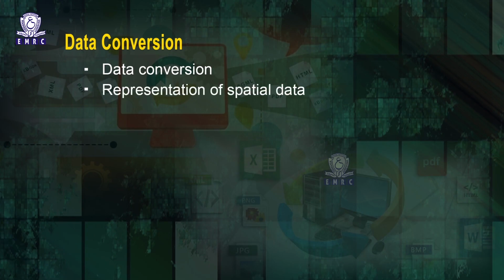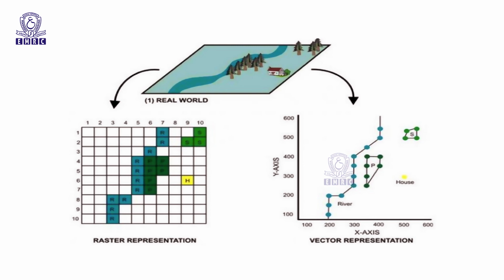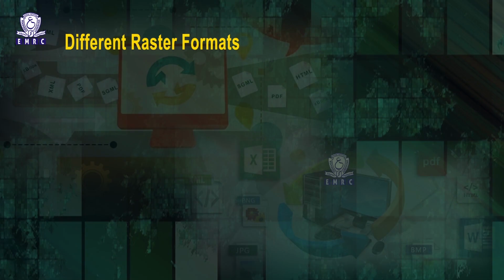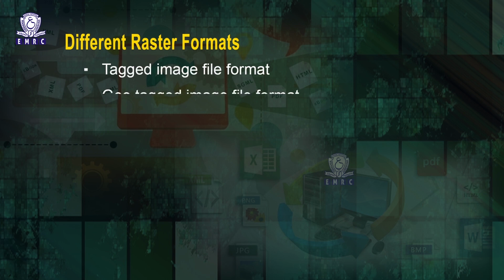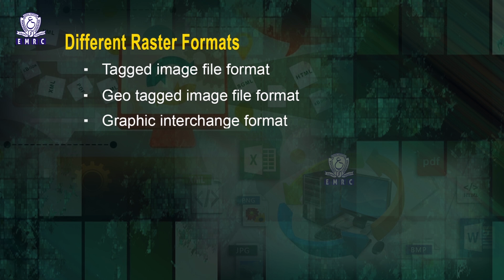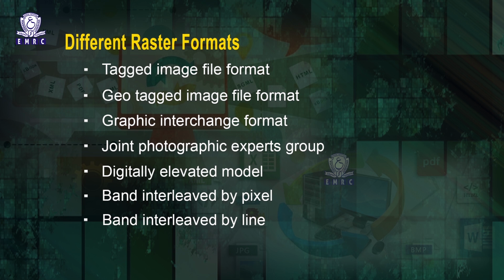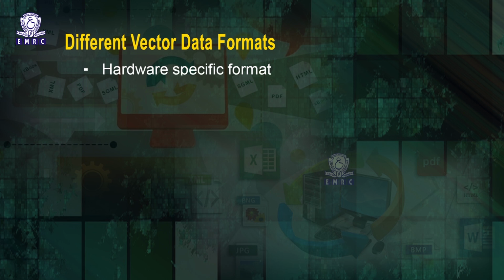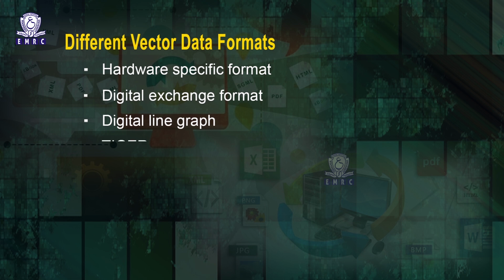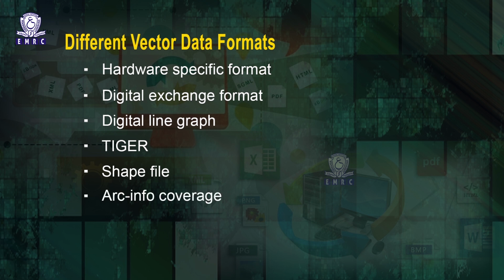Representation of spatial data. Different formats for raster data and vector data are available. Different raster formats include tagged image file format, geotagged image file format, graphics interchange format, joint photographic experts group, digital elevation model, band interleaved by pixel, and band interleaved by line. There are also different vector data formats available, like hardware specific format, digital exchange format, digital line graph, TIGER, shapefile, ArcInfo coverage, and ArcInfo interchange file.